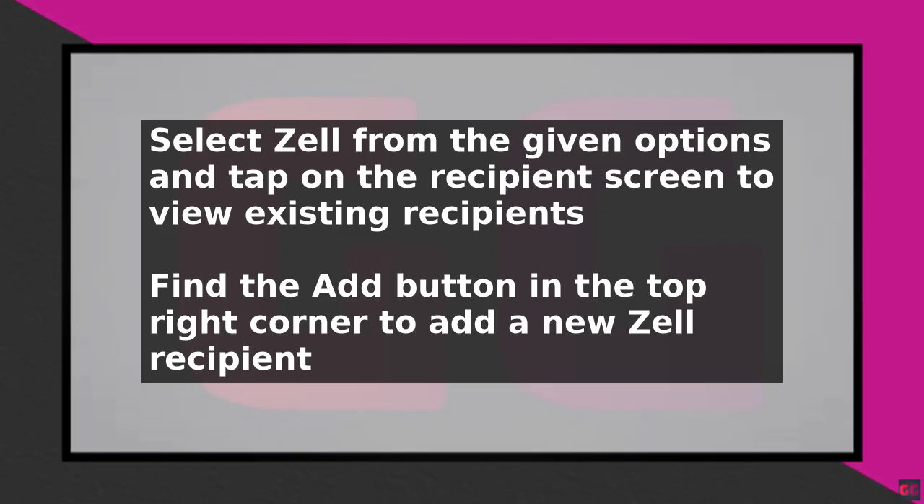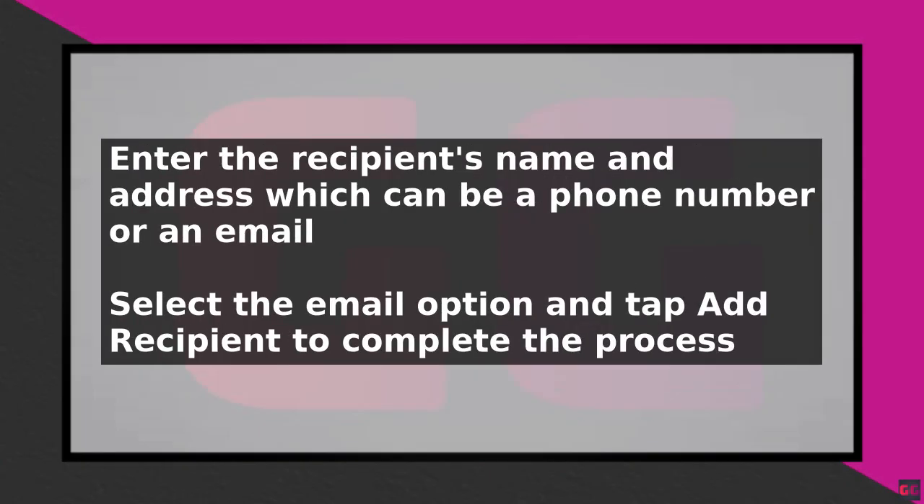You'll then be given two options: Zelle and Wire and Global Transfers. Select Zelle, and you'll be taken to the recipient screen, which displays any existing recipients you've added previously. To add a new recipient, find the Add button in the top right corner and tap on it.